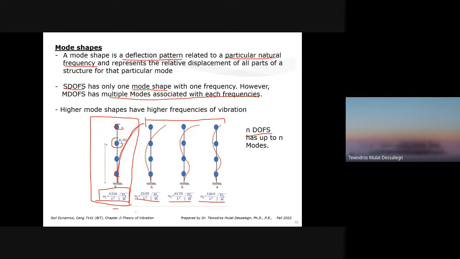Usually for structures, the first mode is the one which is governing everything. It's much larger. That's where we expect a resonance. But the higher frequencies still occur at higher frequencies. Higher mode shapes have higher frequencies of vibration. So an n degree of freedom system has up to n mode shapes and n natural frequencies.